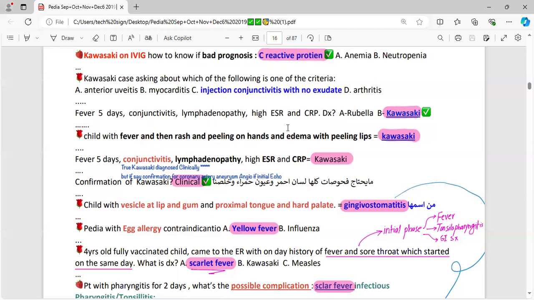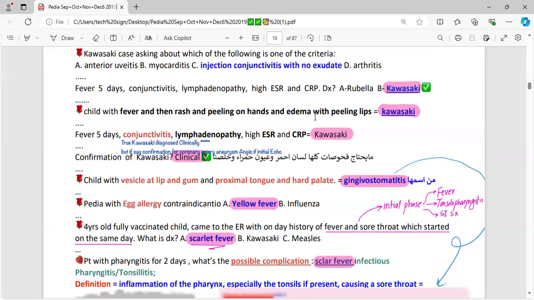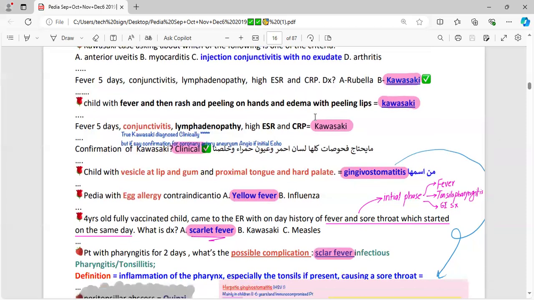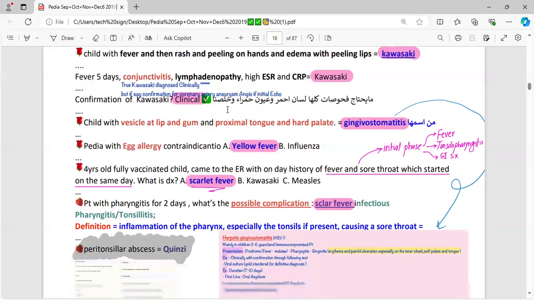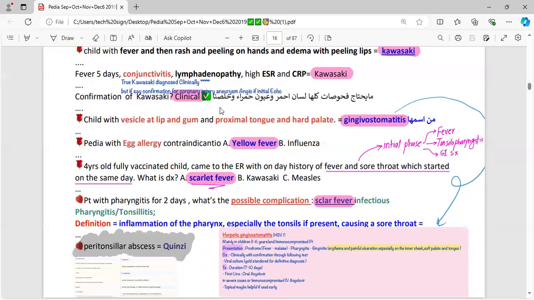Again, the same question: high ESR, CRP with all the signs and symptoms of Kawasaki disease. Confirmation of the Kawasaki clinical diagnosis.